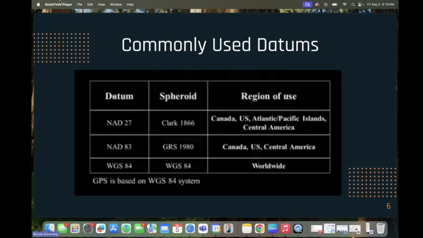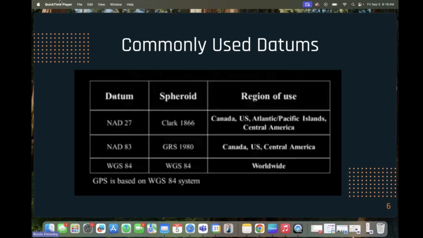Now that we've looked at latitude and longitude, we need to introduce another key concept, datums. A datum is essentially a reference model of the Earth's shape used to anchor our coordinate systems. Because the Earth isn't a perfect sphere, different datums have been developed over time to provide more accurate measurements in different regions. For example, NAD 27, based on the Clarke 1866 spheroid, was commonly used in the US, Canada, Central America, and even parts of the Pacific Islands. Later, NAD 83, which uses the GRS 1980 spheroid, improved accuracy and became the standard for North America.